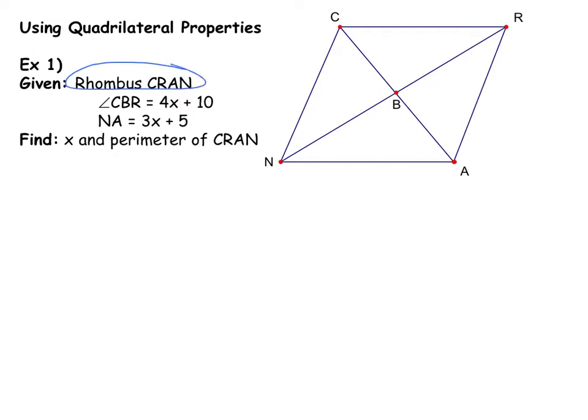over here is a rhombus. We know that all sides are congruent in a rhombus. Another very important fact of a rhombus is that the diagonals are perpendicular. That is of the utmost importance. Okay, what else do we know? Well, we also know that since a rhombus is a parallelogram, the diagonals bisect each other.